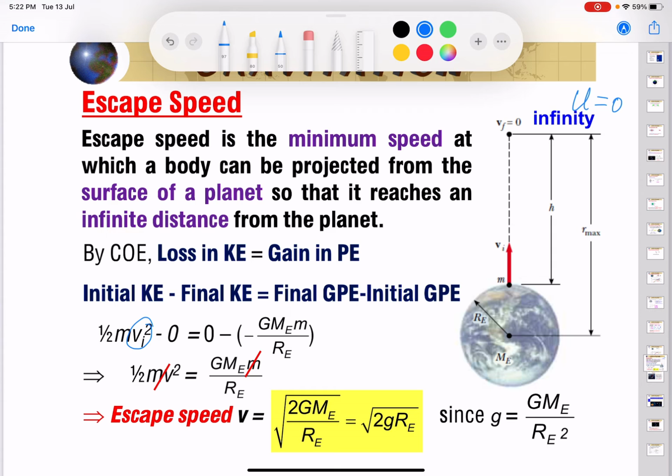And we assume that the spaceship, when it reaches infinity, will just come to rest. So that's why the final KE is 0. And on the right-hand side, you have the change in GPE, which is the final GPE, 0, minus the initial GPE, which is the GPE on the surface of the Earth. So after some mathematical manipulations, you'll find the expression for the escape speed. And this escape speed is the same regardless of the mass of the object.